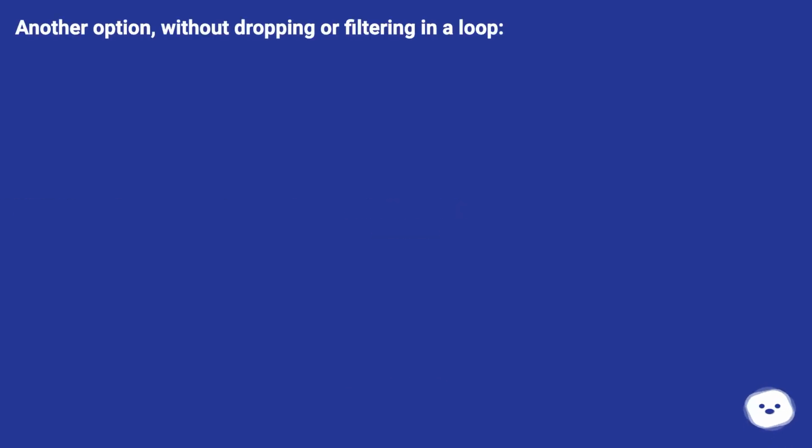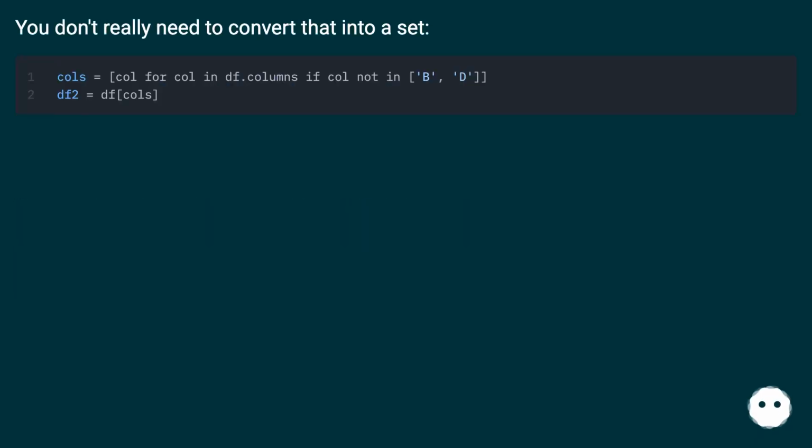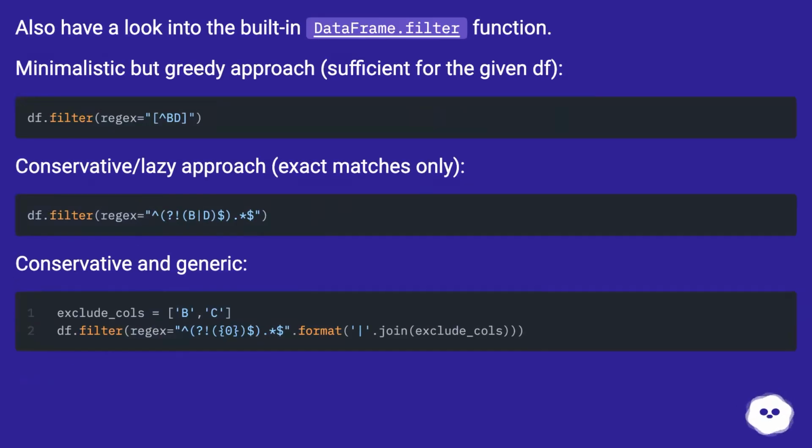Another option, without dropping or filtering in a loop. You don't really need to convert that into a set. Also have a look into the built-in dataframe.filter function.